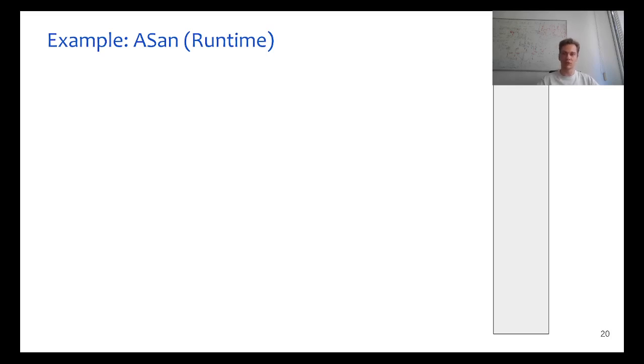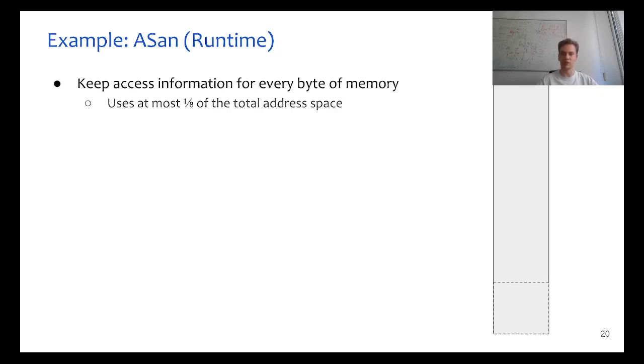So what happens initially for the address sanitizer at least is that we want to keep access information for every byte of memory, right? So we need to initialize something we call shadow memory. And the idea is you can simply abstract each byte of memory in a single bit. So you need at most 1/8 of the total address space to keep your information.